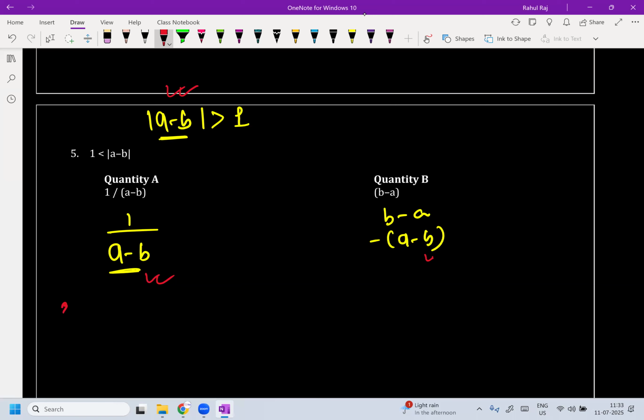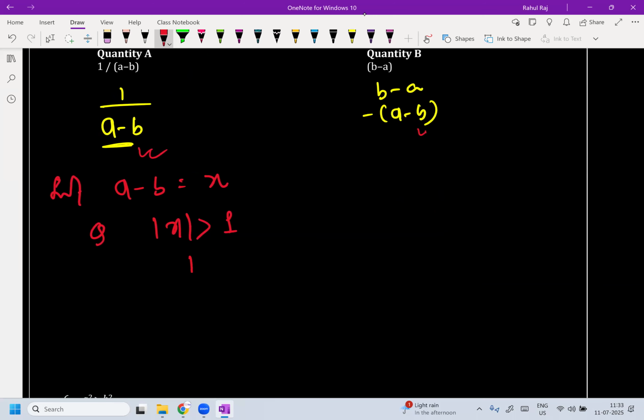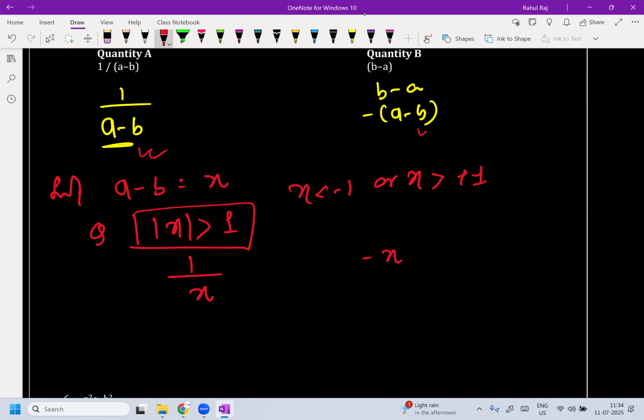Now let's say a minus b is equal to x. Now my question becomes mod x is greater than 1. It is given to you. Now quantity A becomes 1 over x. Quantity B becomes negative x. So mod x greater than 1 means x is either less than negative 1 or x is greater than positive 1. Am I right? Yes or no? Correct.